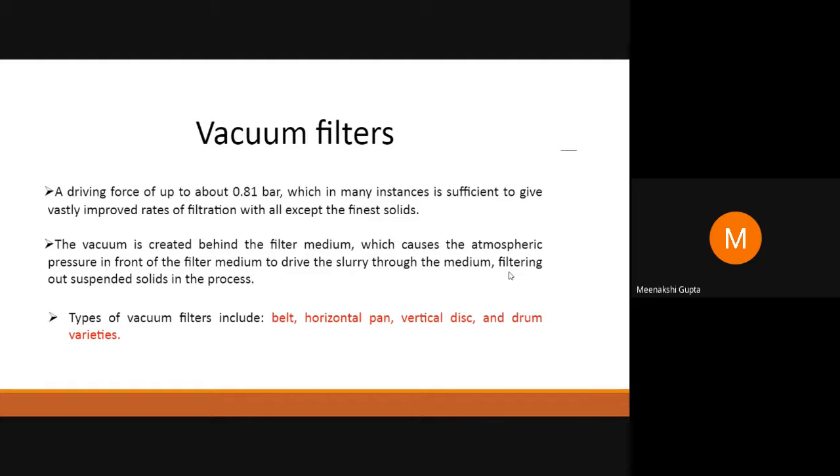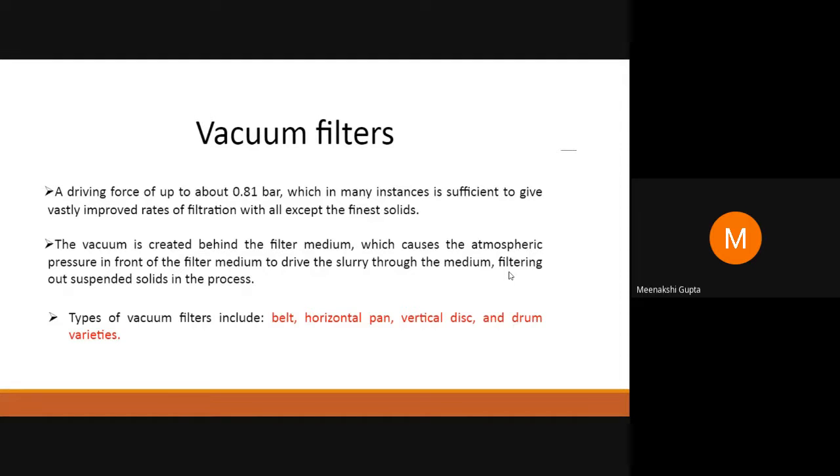Mostly vacuum filtration is used whenever the pore size of filter media is very small, especially in case of membrane filtration, or filtration used for sterilization. We need to do it through vacuum pump. Okay, so vacuum is created behind the filter media, which causes atmospheric pressure in front of the filter media to drive the slurry through the media.